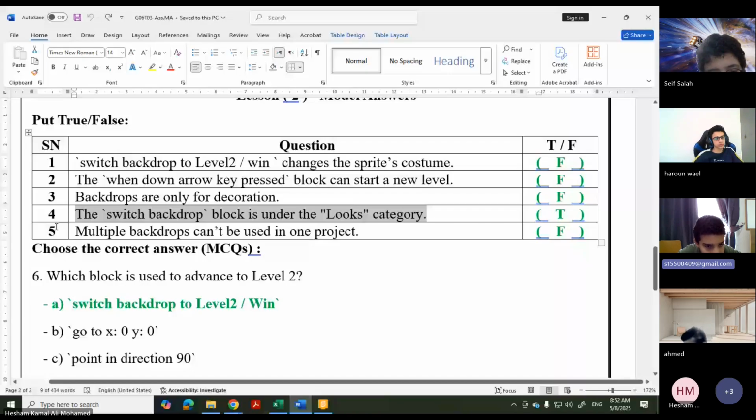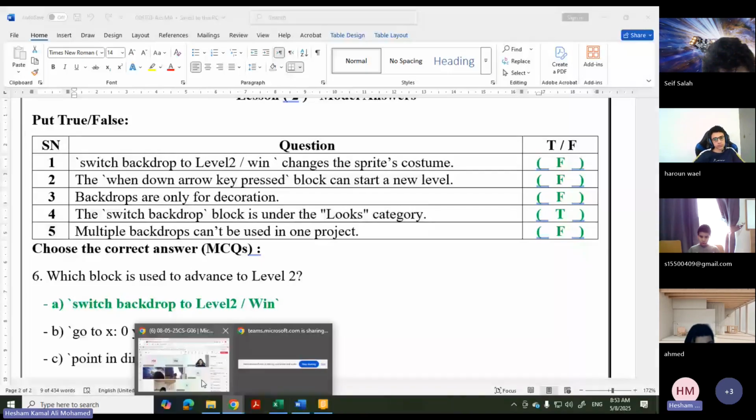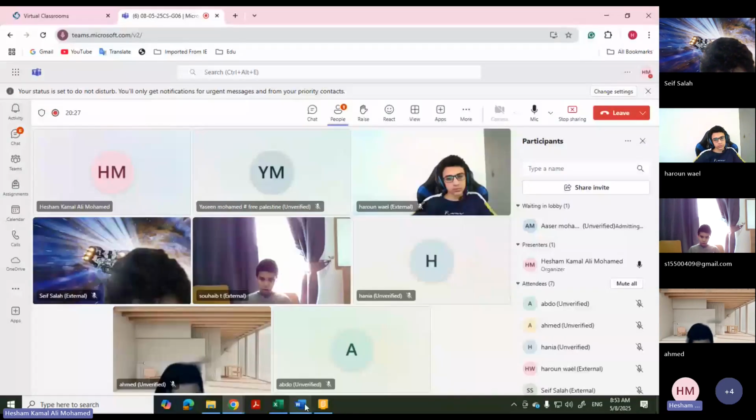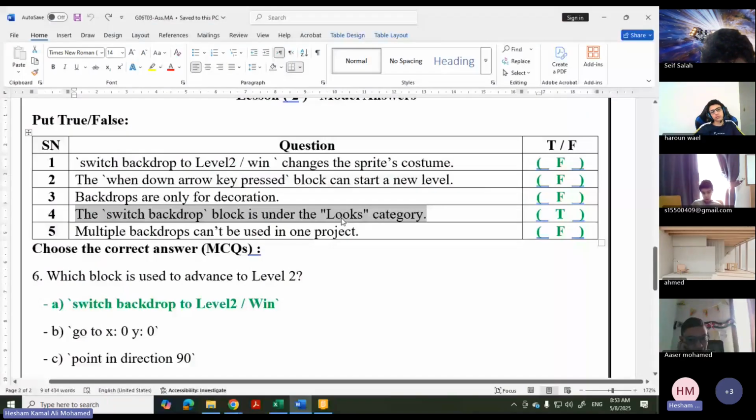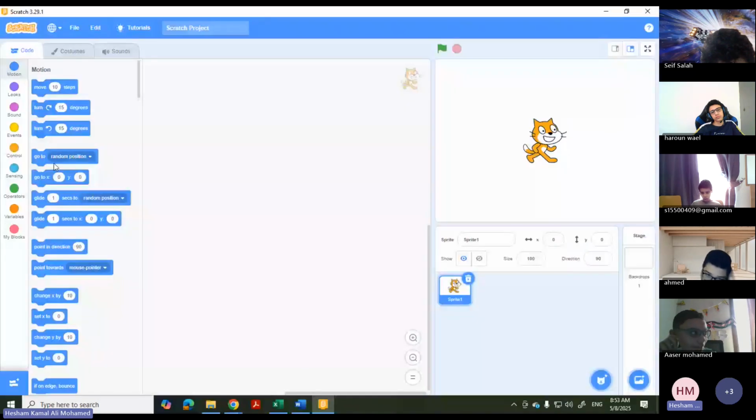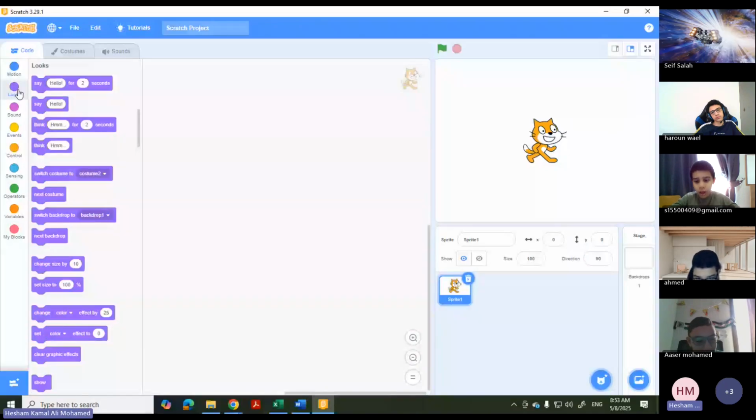For the switch backdrop block, is it only in the looks category? Okay. The switch backdrop block is under the looks category. Let's go to Scratch. Here are the different categories. Here is the looks. I need switch here. This is switch costume to, and here, switch backdrop to.